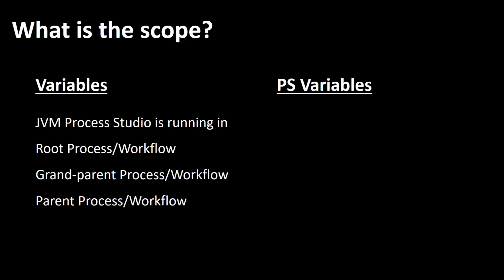For Process Studio variables, define the scope as local, so that the variable is valid in the local workflow, or global, so that the variable is valid in all the child workflows or processes. All the variables are available throughout the parent or root process's lifecycle as per the specified scope. Let us have a look at the scope in Process Studio.